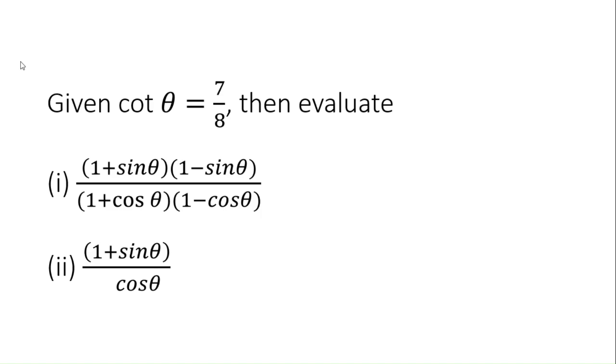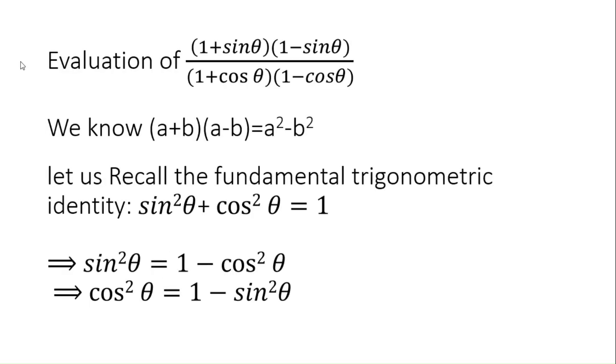First, what is the first one given? (1 plus sin theta)(1 minus sin theta) by (1 plus cos theta)(1 minus cos theta). Let us solve it first. So, how are we going to evaluate this one? We are going to use simple algebraic identities and fundamental trigonometric identities. What is the fundamental algebraic identity here? (a plus b)(a minus b) is equal to a square minus b square.